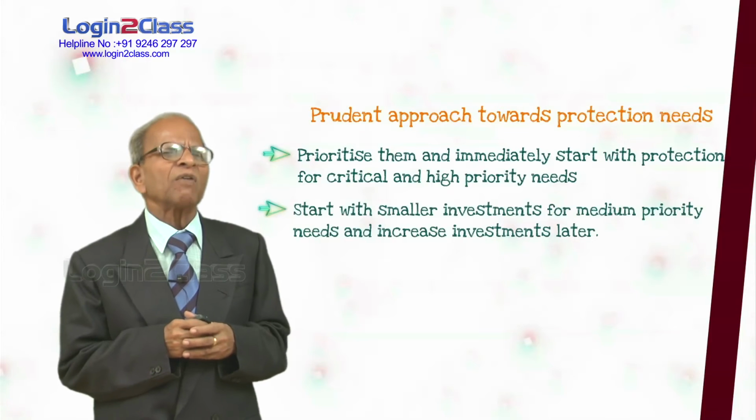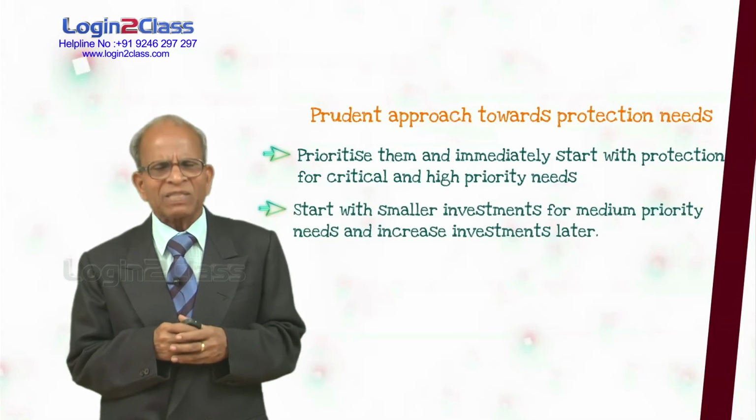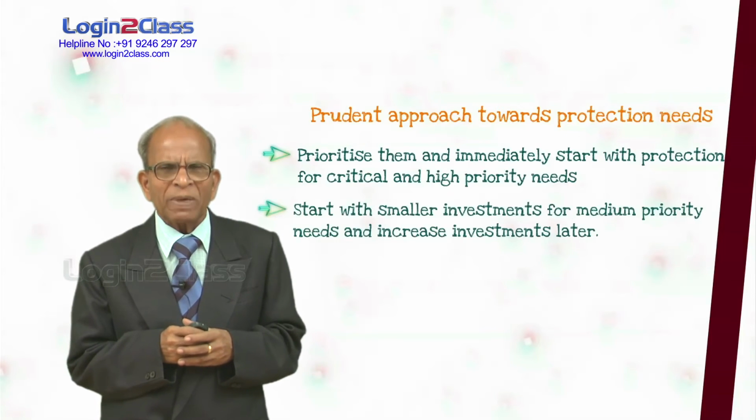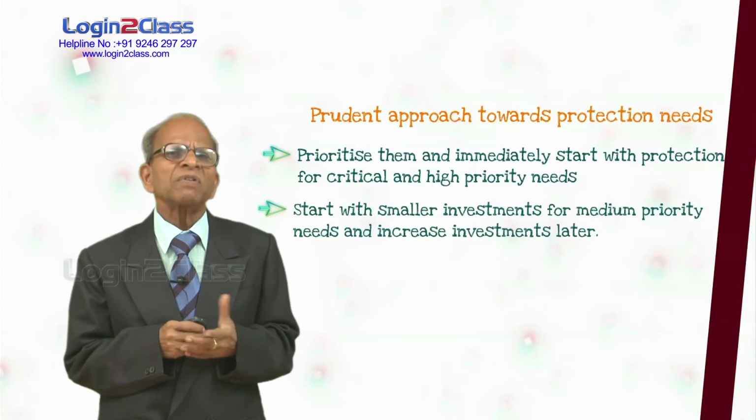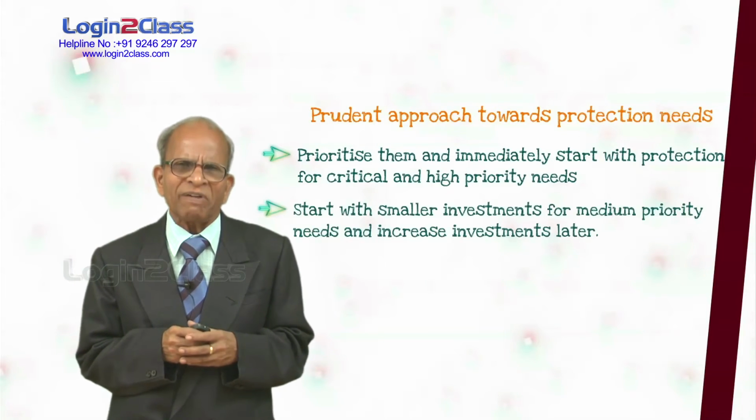For the marriage of your daughter, you take a small policy, a policy for 5 lakhs. 5 lakhs will not be sufficient. But to make a beginning, you take a 5 lakh policy. After some time, you can take another policy. So, you can invest it. You can begin in a small way.